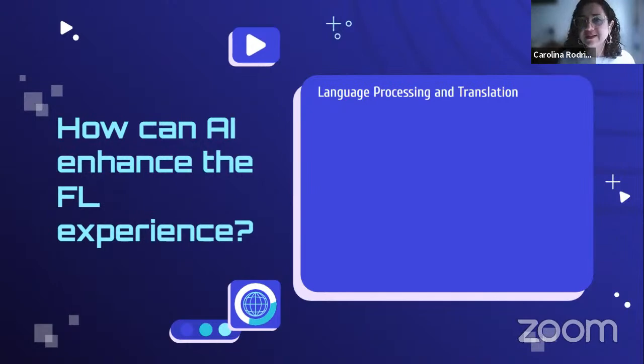Language processing and translation. I know this scares some English teachers a lot, but students are going to use translators whether we like it or not. So we better teach them how to do it correctly, right? We better teach them how to use tools like Grammarly, like DeepL, and all these other tools that help them translate and process language.